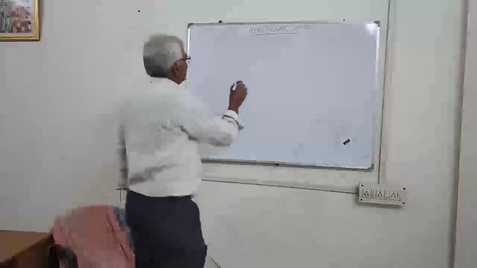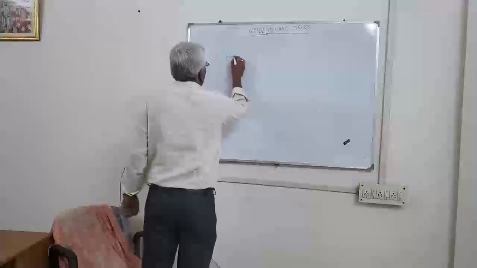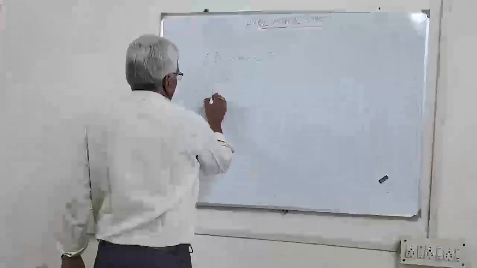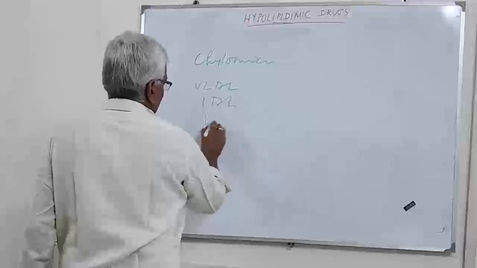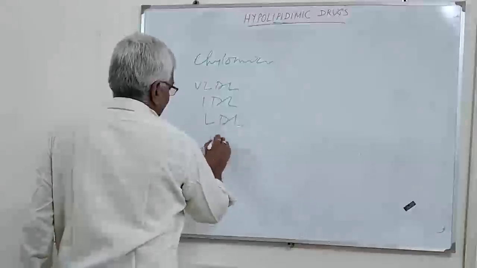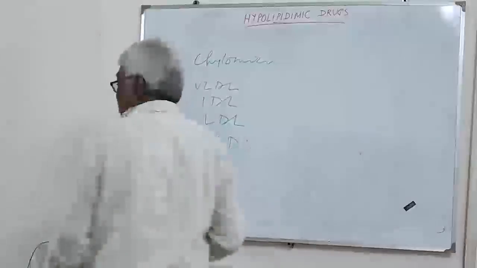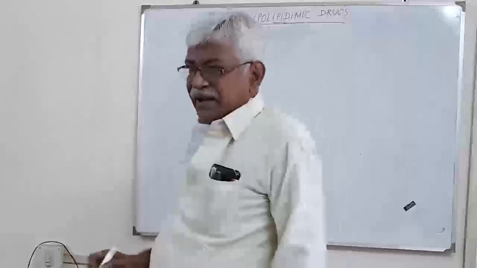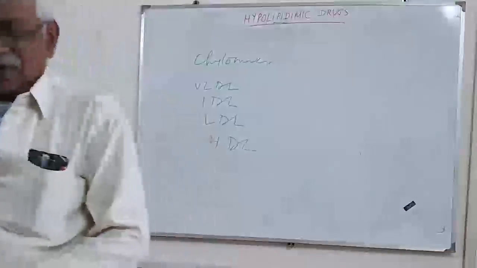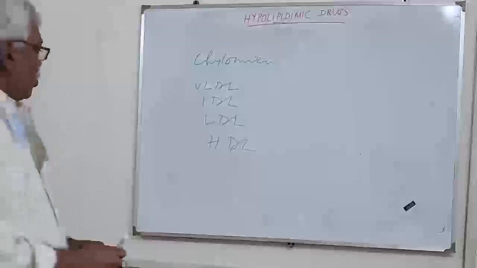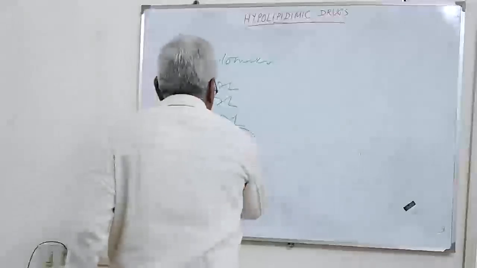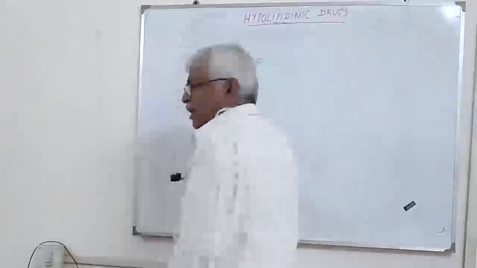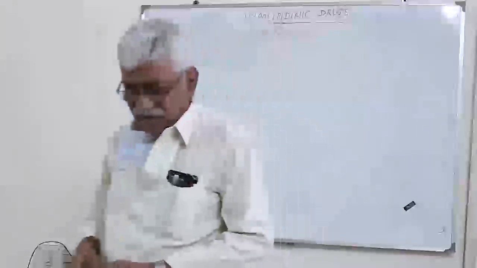What are the different fractions of lipoproteins? It may be chylomicron, VLDL, IDL, LDL, HDL. And this classification is called Fredrickson's classification, isn't it? So an increment of the HDL is good, and a decrement of all other fractions is good for health.